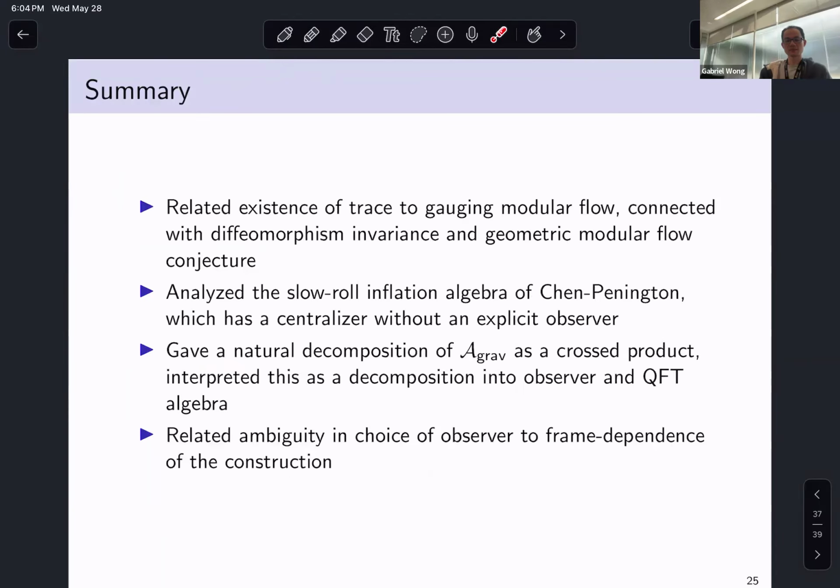So just to review what we did, on the one hand, I wanted to relate these gravitational algebras and the existence of a trace to the procedure of gauging modular flow, and I gave a bit of an argument for why that's the case. And then we went through this slow roll inflation example where you use this slow roll inflaton to actually construct operators invariant under the boost and also find an observer that's intrinsically constructed from the quantum fields. And we did that by writing it as a cross product.